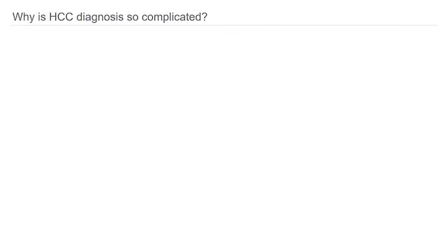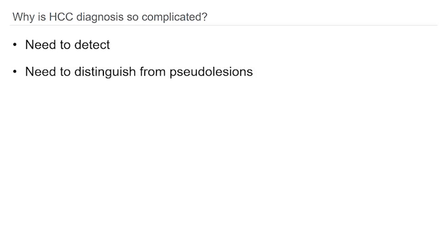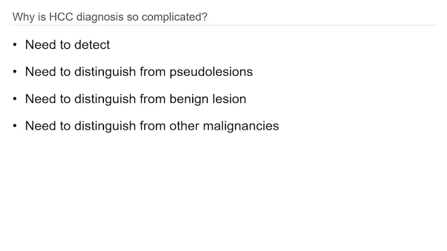So again, why is HCC diagnosis so complicated? Well, we need to detect the tumor. We need to distinguish it from all other pseudolesions that occur in a cirrhotic liver. We also need to distinguish it from benign lesions and distinguish it from other malignancies. And we need to do so with specificity close to 100%. So you can ask, why do we need near 100% specificity? Because in most other situations when we diagnose malignancy, this is not a requirement.